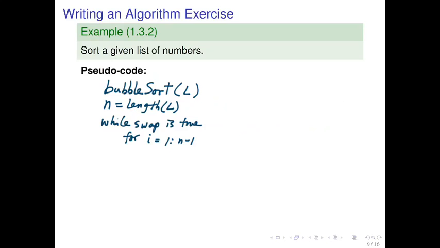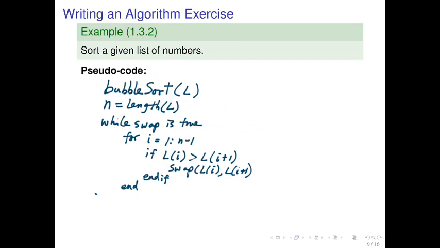Alright, and so for each time you enter into the for loop, you're going to check to see if the current element, the L of i, is actually greater than the next element in the list. If that's actually the case, that means we should swap. Otherwise, we don't do anything. So we're going to end this if statement right here, and end the for loop right here, and eventually we're going to end our while loop.